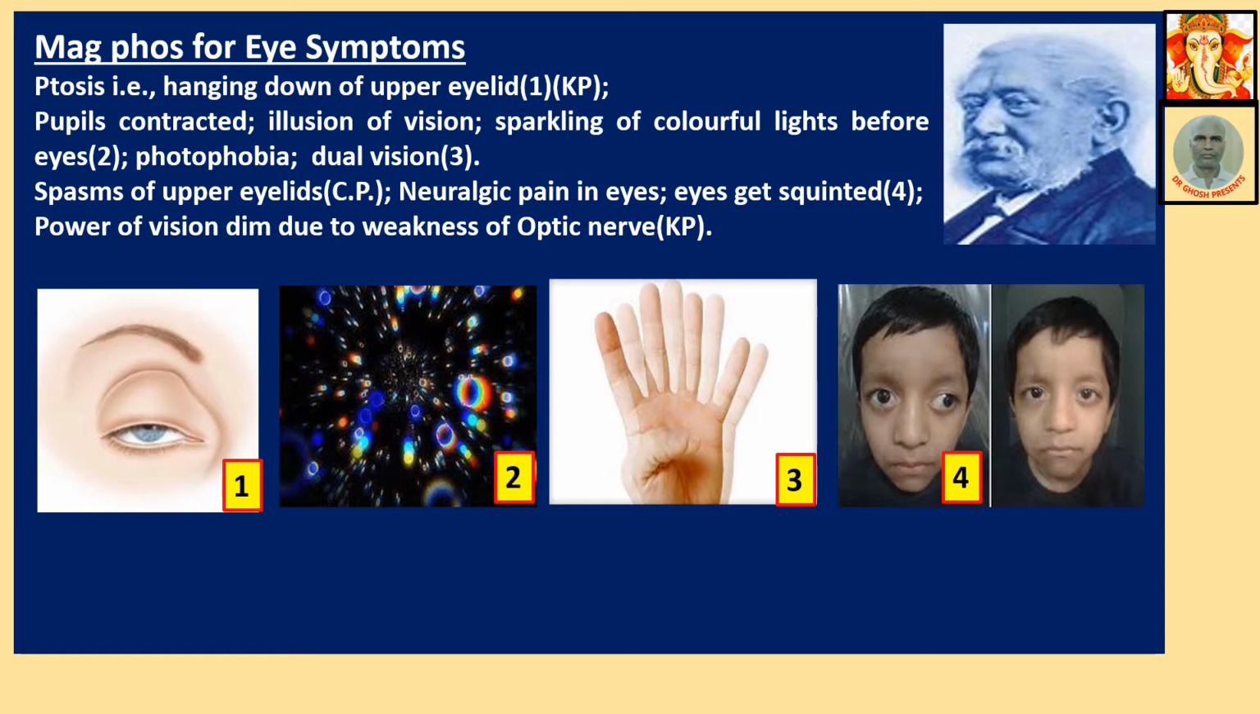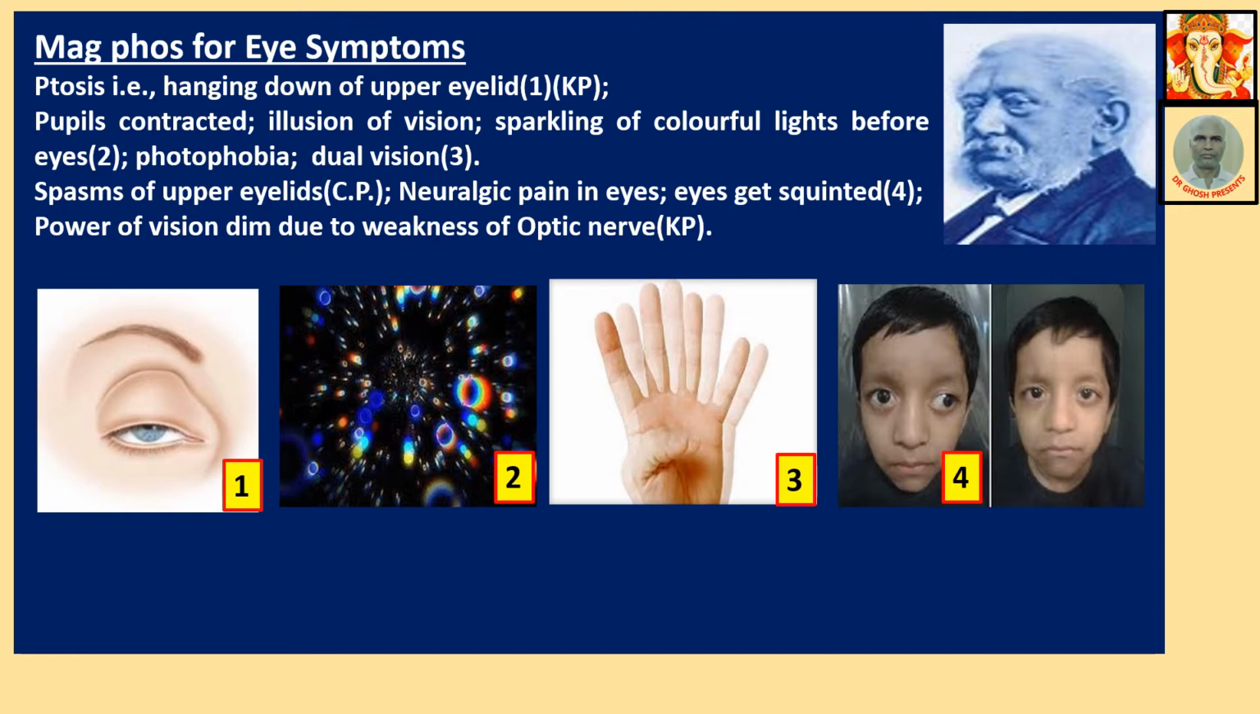Mag Phos for eye symptoms: ptosis, that is hanging down of the upper eyelid. Picture 1. This symptom is also controlled by Mag Phos. Pupils contracted, illusion of vision, sparkling and colorful lights before eyes. Picture 2. Photophobia, dual vision. Picture 3. Spasms of the upper eyelid. It is also available in this symptom. That is, one can also treat spasms of the upper eyelid with the help of Calcarea Phos. Neuralgic pain in eyes. Eyes get squinted. Picture 4.